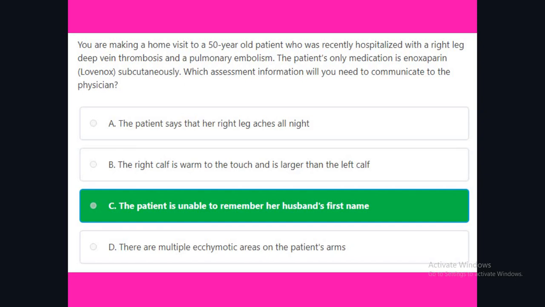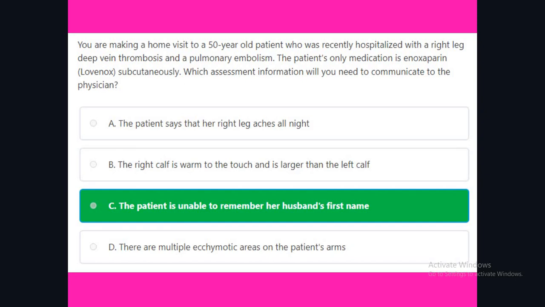The patient is unable to remember her husband's first name. So the patient's level of consciousness is affected, or the patient is confused. So this is something of concern. There are multiple ecchymotic areas in the patient's arm. This is because the patient is on enoxaparin, which is given subcutaneously, and the subcutaneous tissue is affected when the patient is getting this medication. So this is the usual effect.